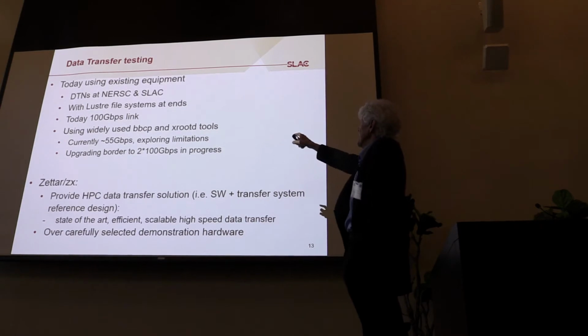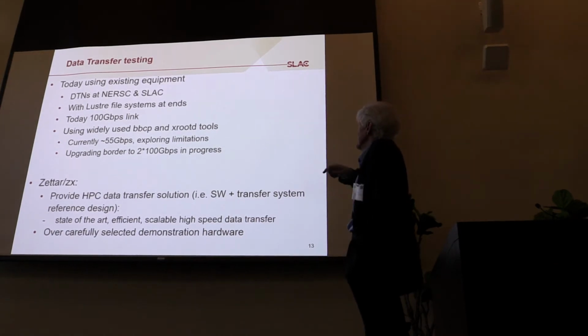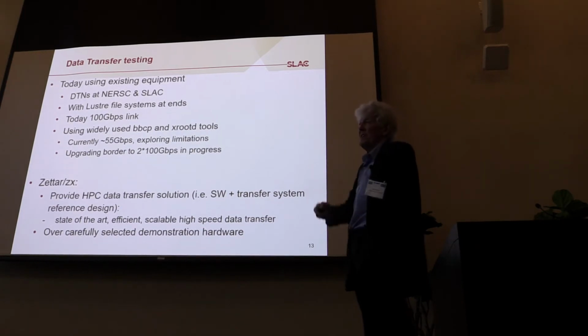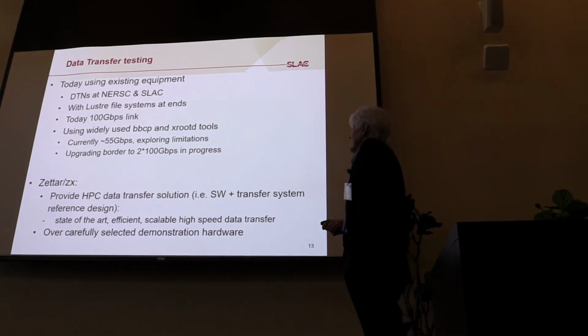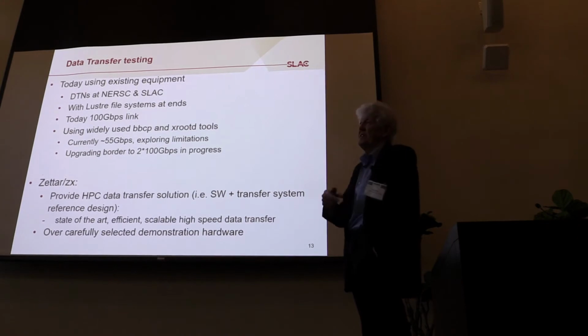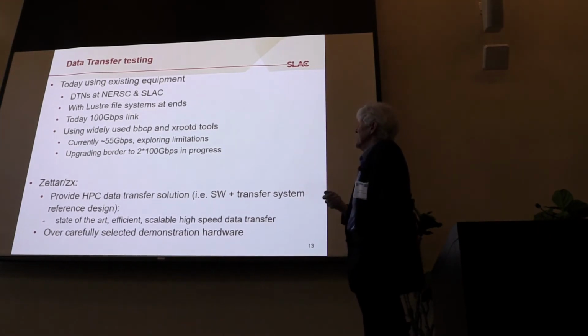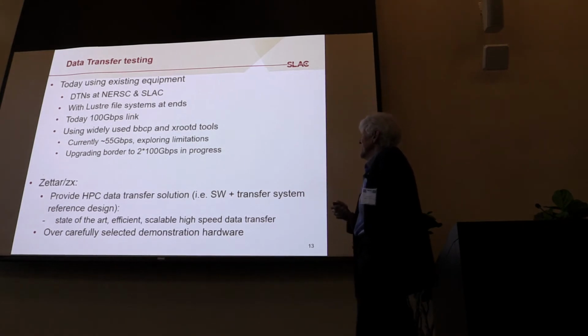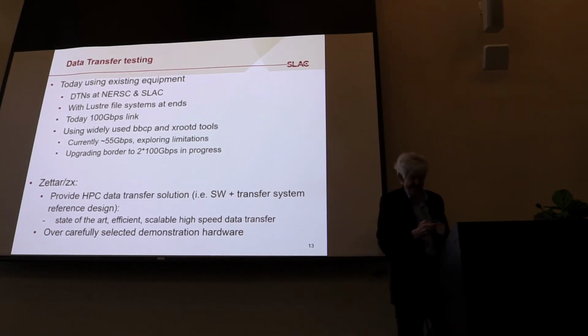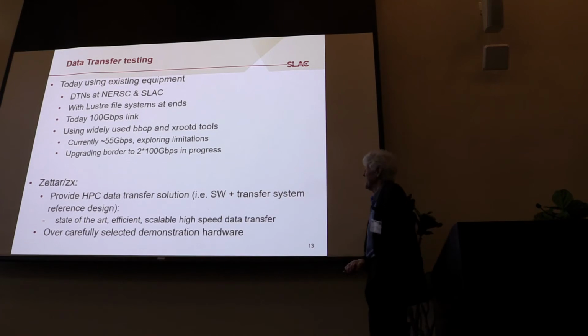And we've been using widely used tools such as BBCP and XRootD, and we're getting roughly 55 gigabits per second. And we're trying to figure out whether or not we can go faster, because we were hoping we could do 100 gigabits per second. We're not getting it, so we're trying to figure out whether it's at our end or the NERSC end. Our suspicion is, well, I shouldn't cast aspersions. I won't cast aspersions as to where I think it is.